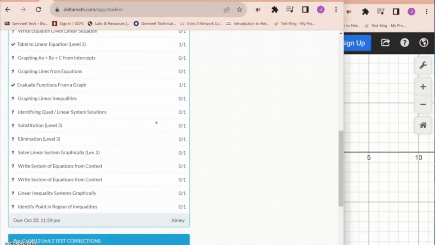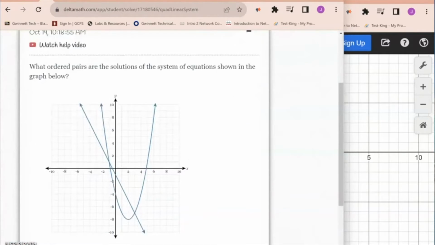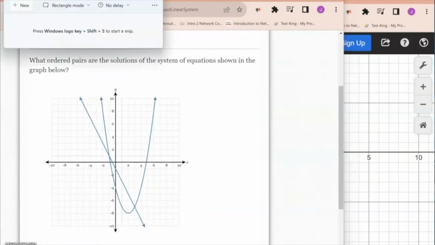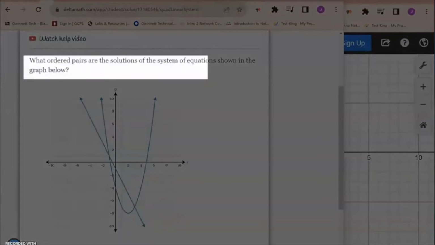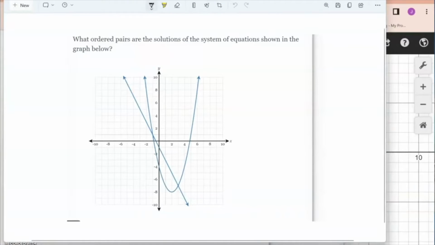All right, so we're gonna take a look at identifying quadratic and linear system solutions. These are pretty straightforward. Remember that anytime you have a system of equations, the solutions are the intersections where the lines cross each other. So where does this quadratic cross this linear? It crosses right here. That's a solution, and this is a solution.